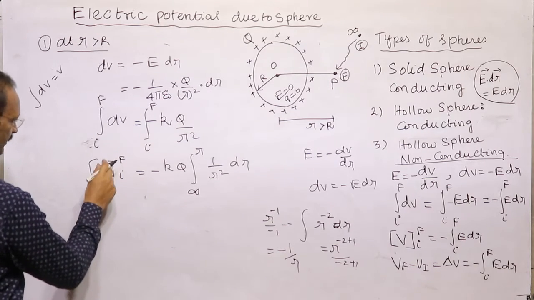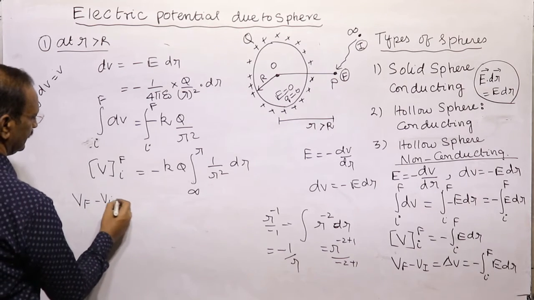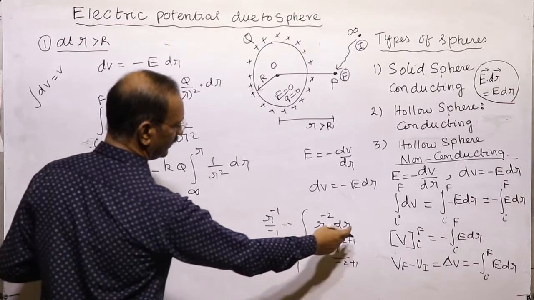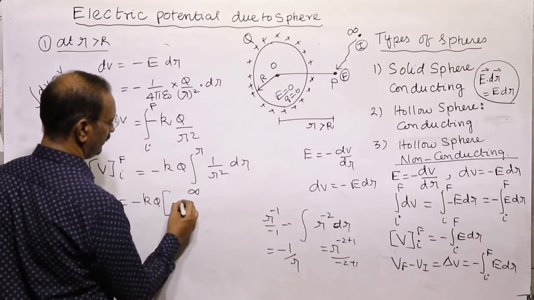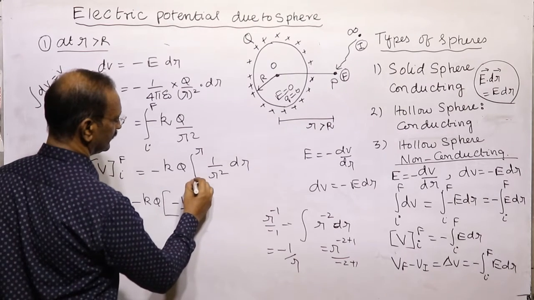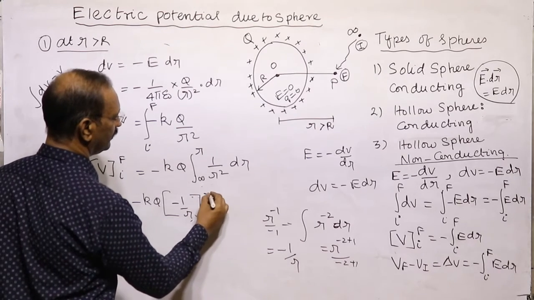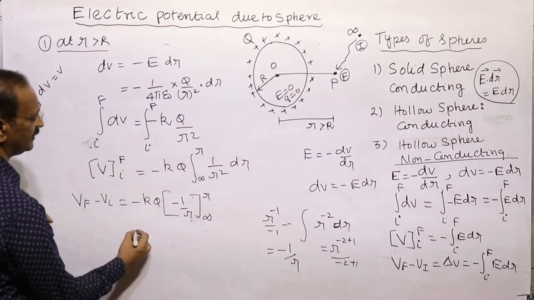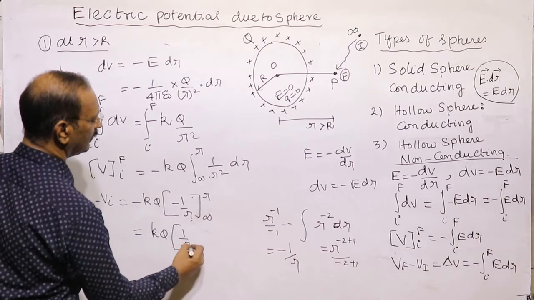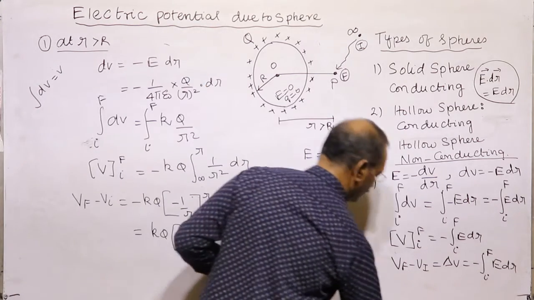On applying the limit, after integration we have to apply the limit, that is V final minus V initial is equal to minus kq, and we have integrated 1 by r square, which is equal to minus 1 by r into limit. Applying the limit means from infinity up to the point r. So the minus sign comes outside, and it is equal to k into q into 1 by r, final limit minus initial limit.